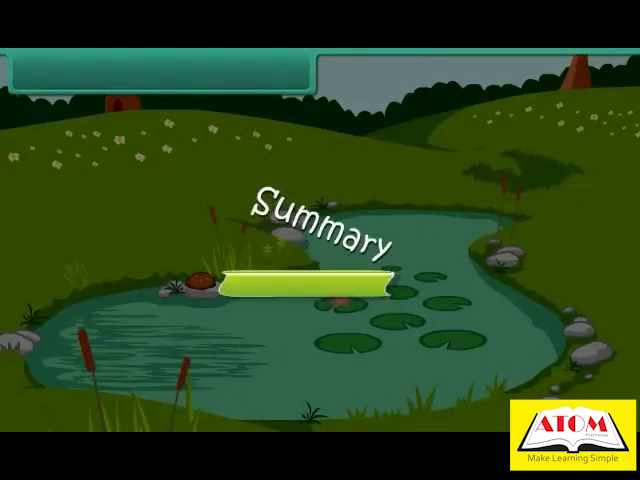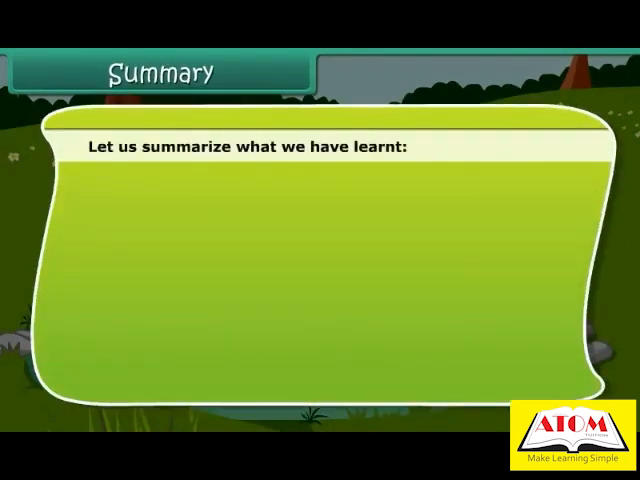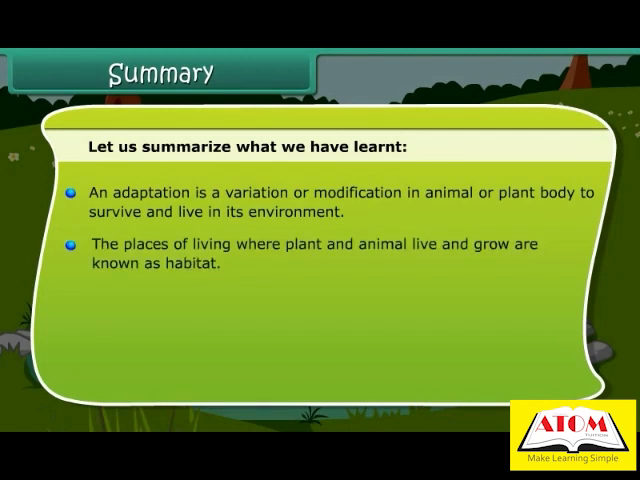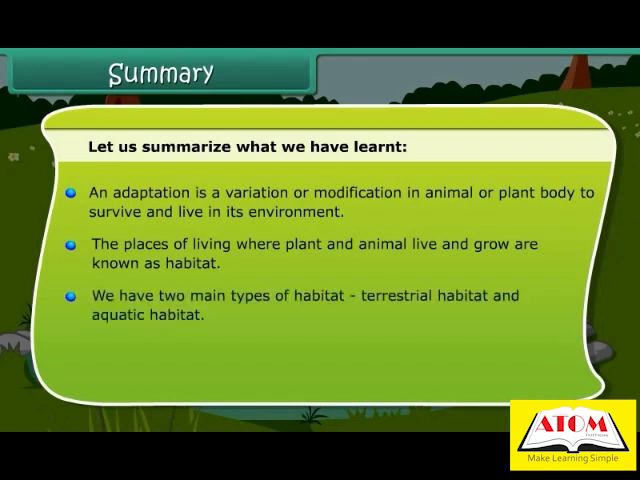Summary. Let us summarize what we have learned. An adaptation is a variation or modification in animal or plant body to survive and live in its environment. The places of living where plant and animal live and grow are known as habitat. We have two main types of habitat: terrestrial habitat and aquatic habitat.